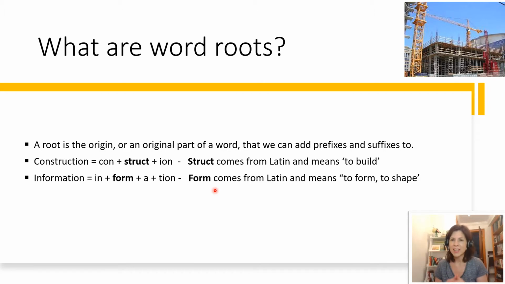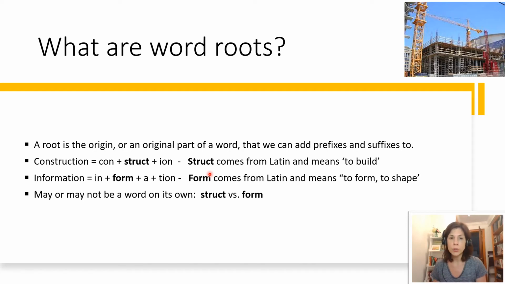Now notice these two roots. One, form, is a word, right? You can form something, something forms. It's a word in and of itself. You just can't reduce it any more than that, right? You can only add to it with a prefix or a suffix. Struct, however, is not a word in and of itself, right? It's just a word part. And so roots may or may not be a word on their own.